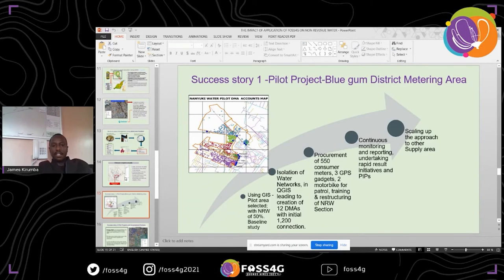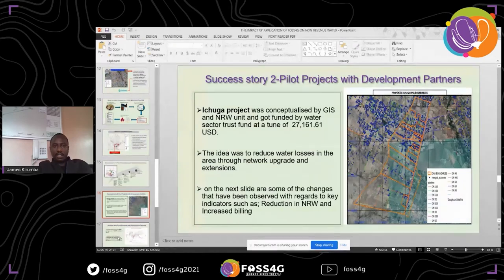After the successful results of this, we were able to do another project, that is success story number two, pilot projects with development partners. An area called Ishuga in Kenya, the project was conceptualized by the GIS and non-revenue water unit and got funded by Water Sector Trust Fund. The idea was to reduce water losses in the area through network upgrade and extensions.